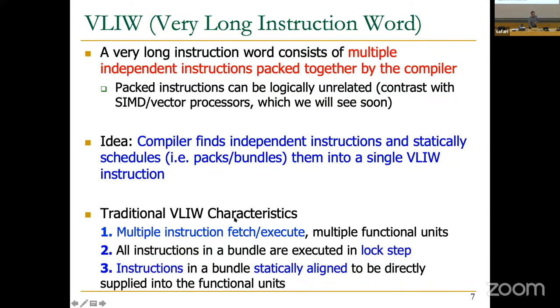Different from superscalar, all instructions in a bundle that you fetch together are executed in lockstep, meaning all of them start and complete at the same time. This is to make sure that the compiler can schedule instructions based on the pipeline structure. So if one instruction is complete earlier, you cannot proceed, basically. And the compiler needs to take that into account. This makes scheduling easier at the compiler level, but also makes performance worse, as we will see. And finally, I already mentioned this, but instructions in a bundle are statically aligned to be directly supplied to their corresponding functional units. So a compiler knows the structure of the processor, and it can do this easily.